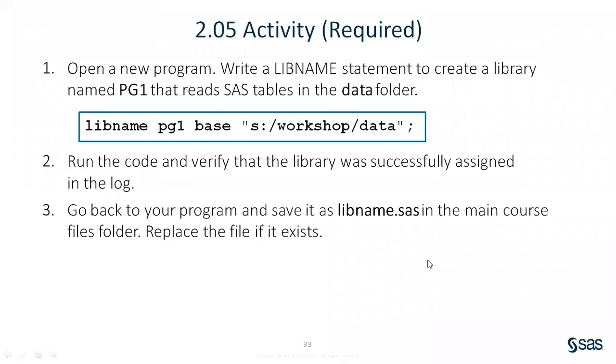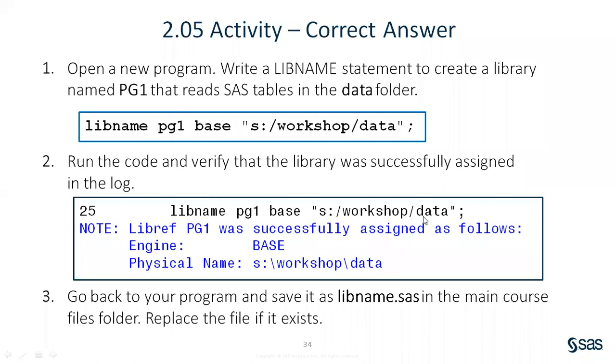Okay, so for you, there is an activity now. Open a new program window, write a libname statement to create a library called PG1, which you have already done. It's telling you to run the code and verify that the library was successfully assigned. Go back to your program and save this libname as libname.sas in the main course. Correct? I hope you have already done it, right? Yes. Yesterday we did it.